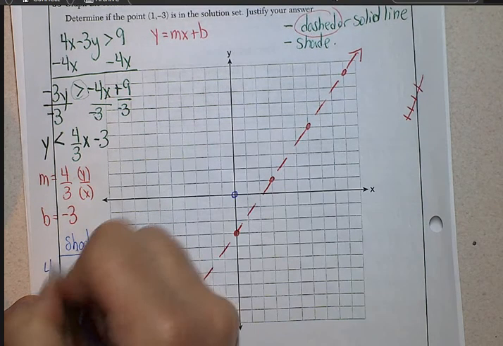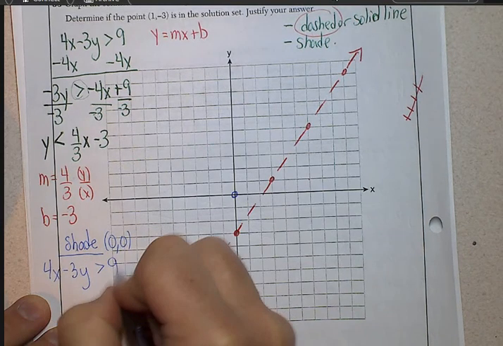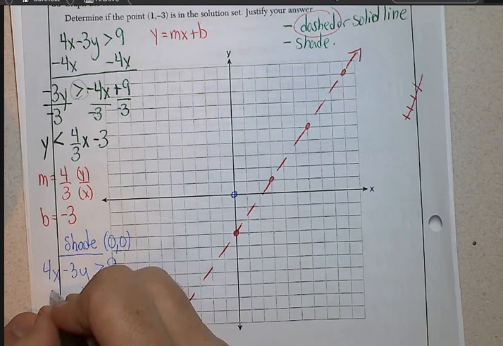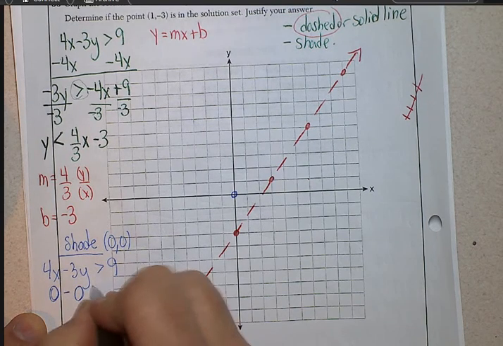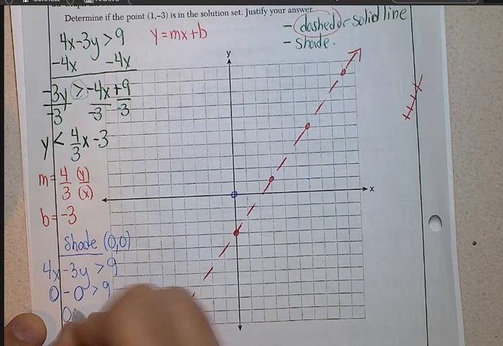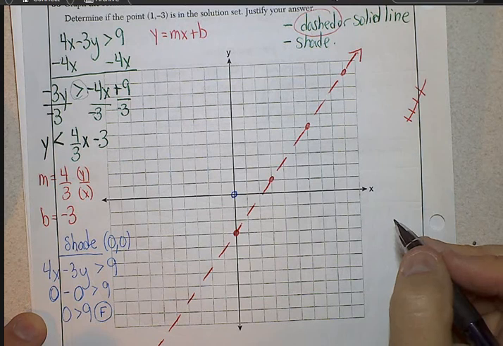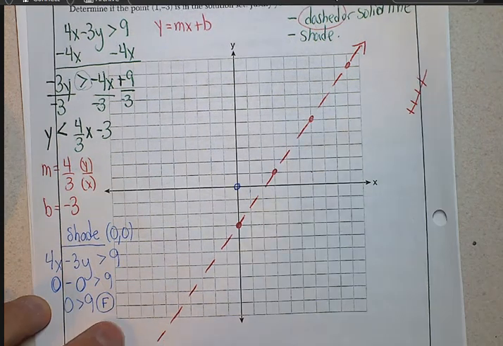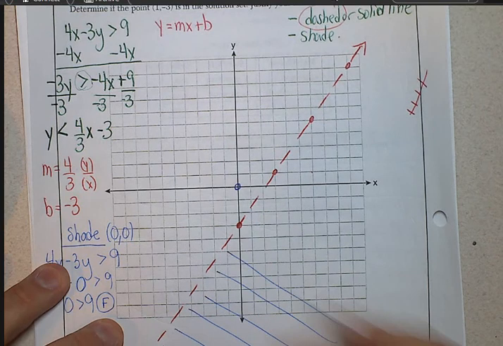4x minus 3y has to be greater than 9. I plug in (0, 0). 4 times 0 is 0, minus 3 times 0 is 0, is greater than 9. Is 0 greater than 9? This is false. 0 is not greater than 9. So I need to shade the other side of the line. So I come down to my line and I shade this half.